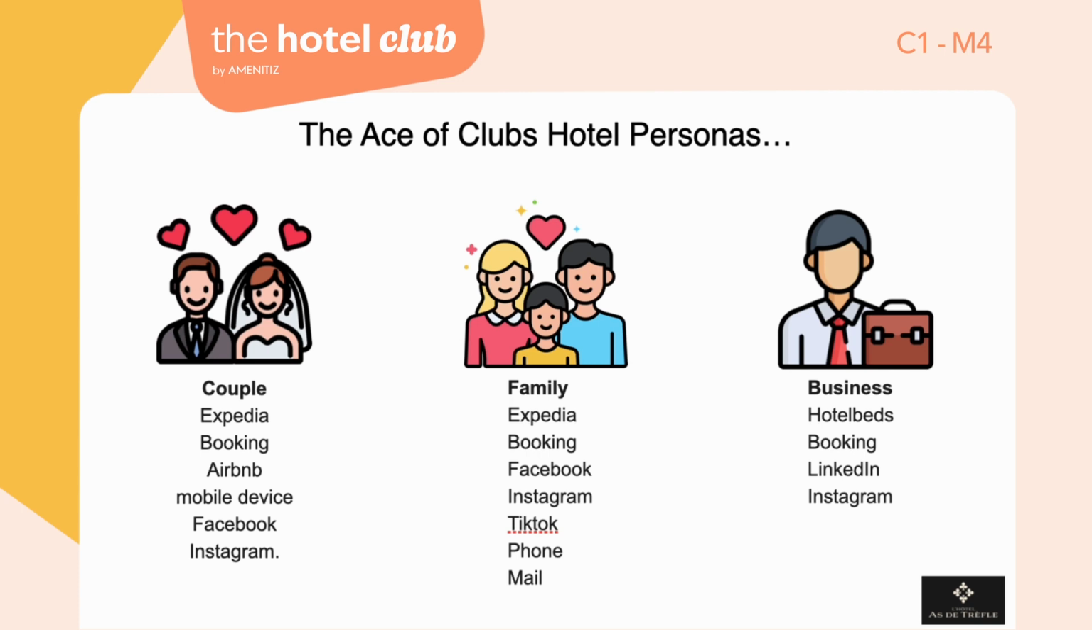For example, the couple that uses Facebook and Instagram, it makes sense for me to tie those two social networks together and attach them to a bunch of distribution channels where I'll also put my rooms designed for the couples. Same with the family's choices and same with the businessman's choices. We'll tie them all together.